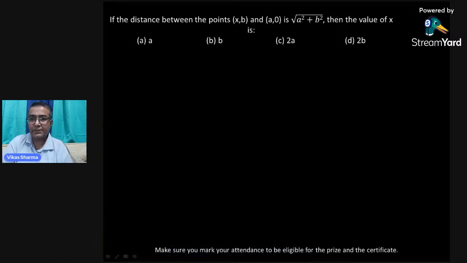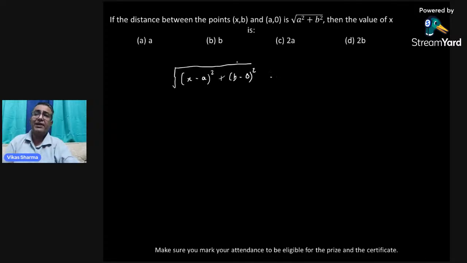Right, and I think we have some answers here. Vishmesh says it should be option C, which is 2a, and let's see if that is the correct answer or not. To do that, like I said, we have to apply the distance formula. I take the 2 points (x, b) and (a, 0). Applying the distance formula, the square root of (x minus a) whole square plus (b minus 0) whole square should be the distance between these 2 points. The distance between these 2 points is given as the square root of a square plus b square.